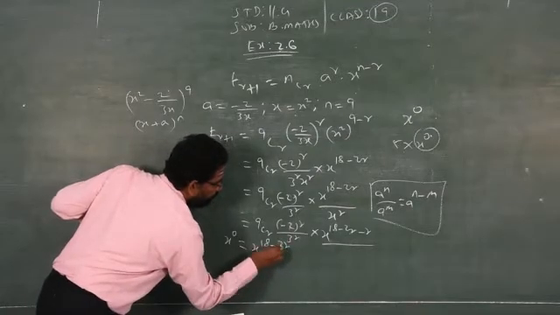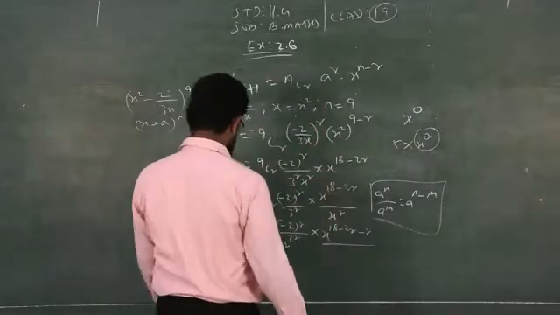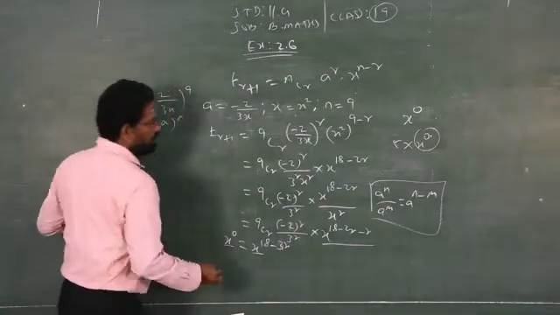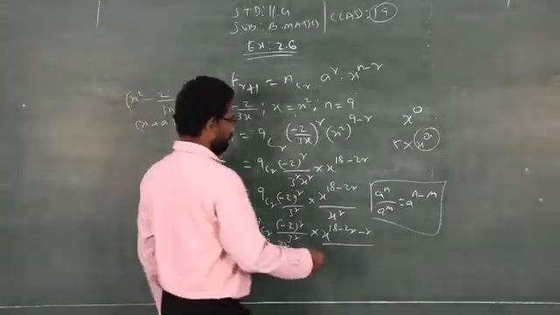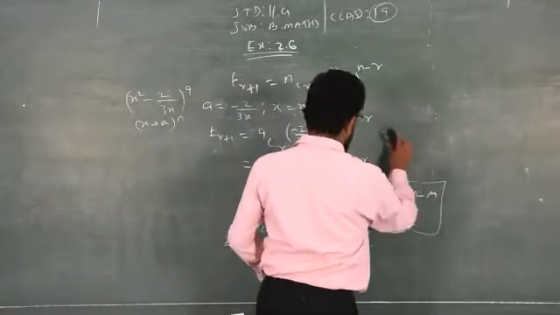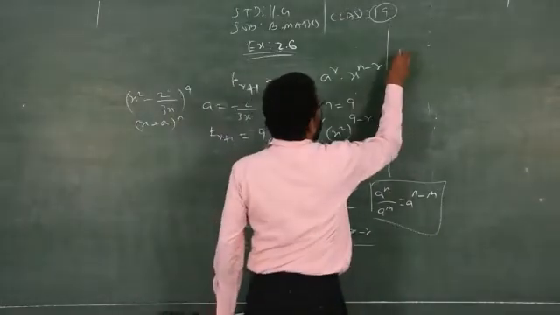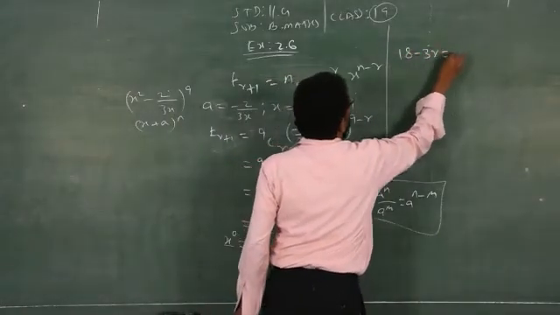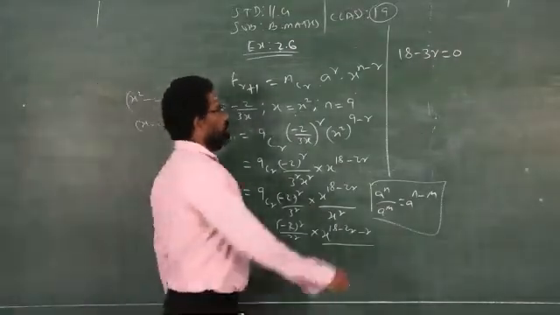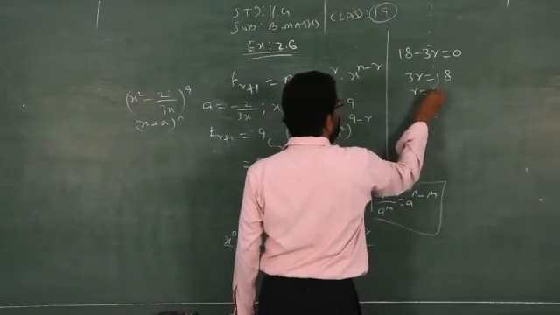You can simplify. 2r minus r is 3r. So when the bases are the same, what will be the answer? Just compare: 18 minus 3r is equal to 0. When the bases are the same, the powers should always be equal. So 3r is equal to 18, r equal to 6. That's all.